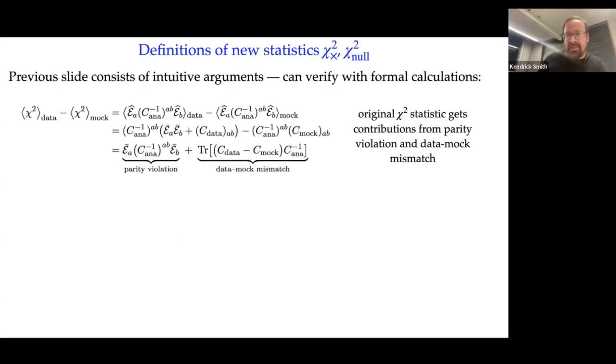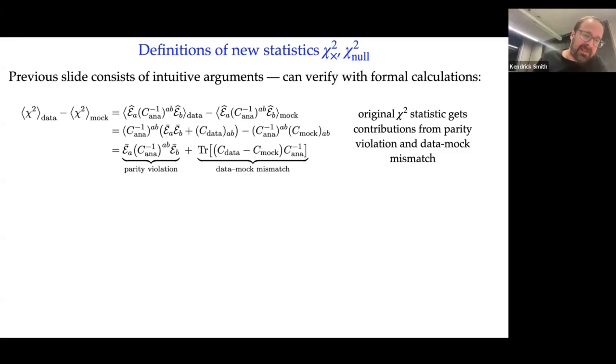These intuitive arguments can be backed up by formal calculations. In a short talk, I won't walk through the formal calculations in detail. I'll just refer you to section 4 of our paper, except to say that you can just turn the crank and calculate the excess in the original chi-squared statistic, and you find two terms: a parity violation term, which is non-zero if the expectation value of E_A is non-zero in our universe, and then a covariance mismatch term, which is non-zero if the covariance of the data differs from the covariance of the mocks.